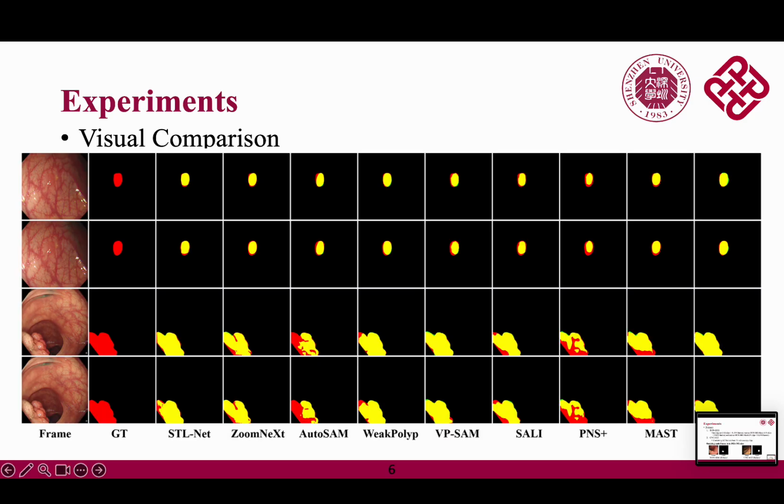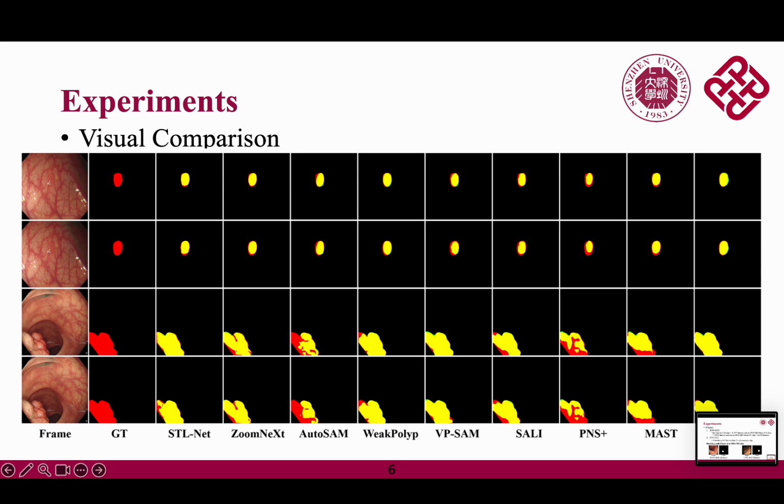This slide shows qualitative comparisons with other state-of-the-art methods. There are 2 key observations here. First, in highly camouflaged scenes, many existing methods either miss part of the lesion or produce blurry and inaccurate boundaries. In contrast, our method provides clearer contours and more complete segmentation masks.